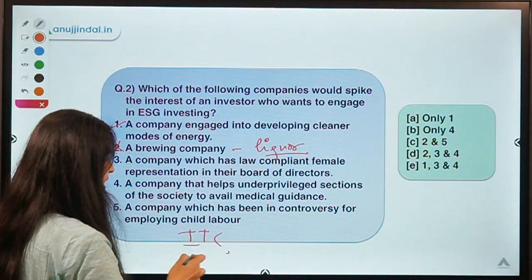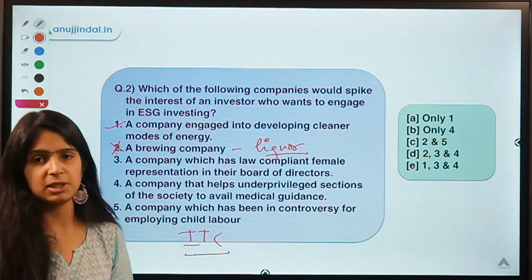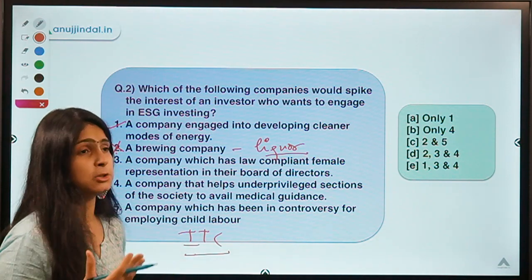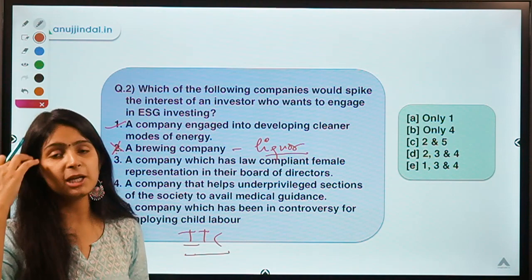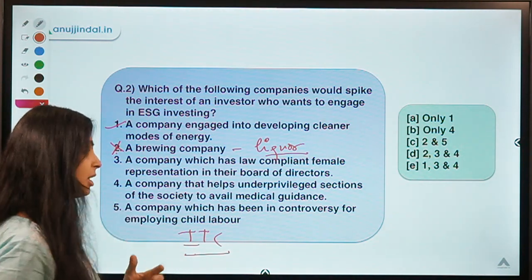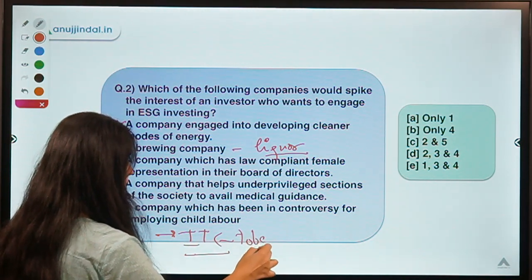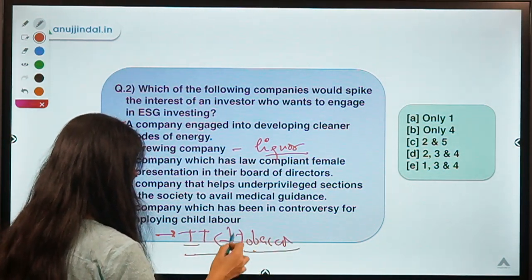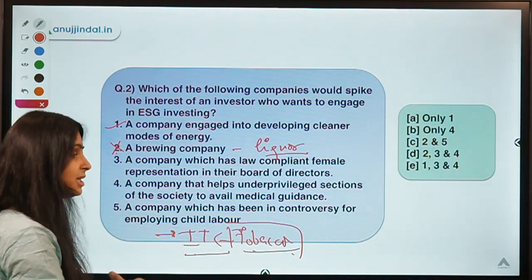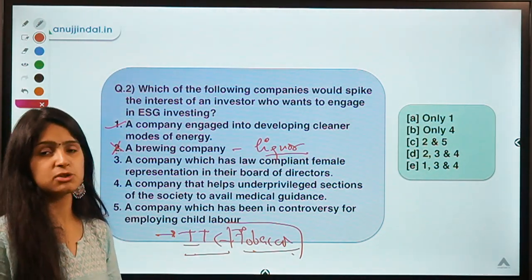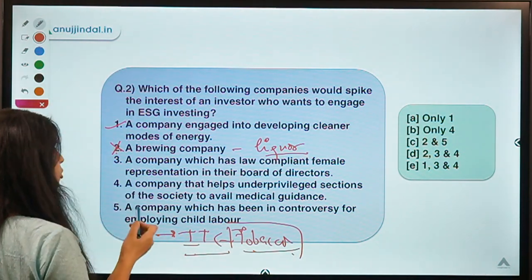If we talk about ITC company, obviously it is engaged into so many social responsibility deeds. You can see different brands of theirs talking about how they donate money to education of children, underprivileged children, right? But still, since it is originally a tobacco company, it had to get into these activities to change the image, right? So not a liquor company.